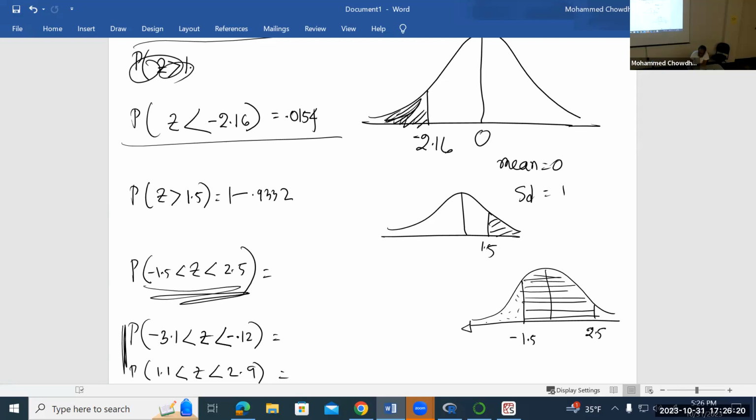This horizontal axis contains Z values. Under the bell-shaped curve, above this horizontal line, we have all percentages, that means probabilities.